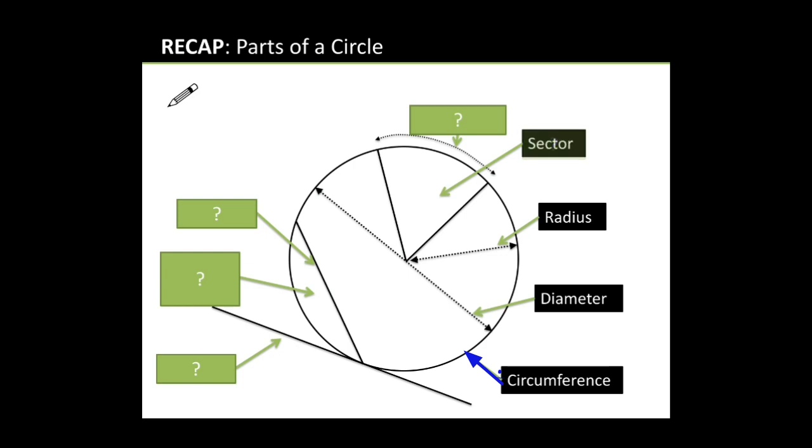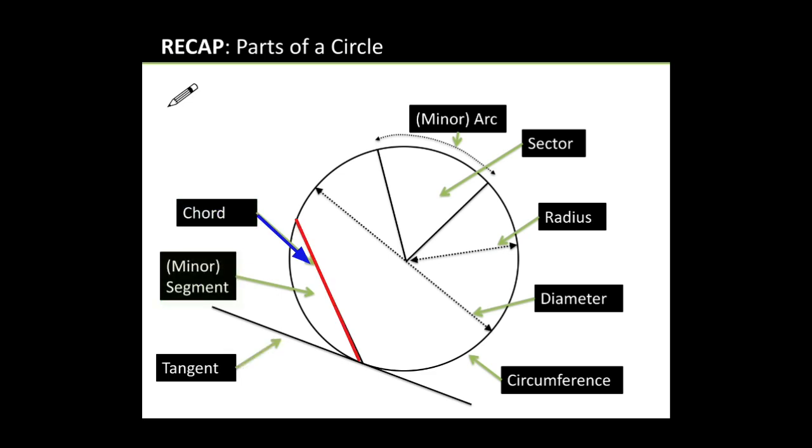And this part is the sector. The sector is held by two radii and a minor arc. This segment outside the circle that touches it at one point is called a tangent to the circle. And this segment inside the circle, which is not a diameter, is called a chord. And this part is a minor segment.